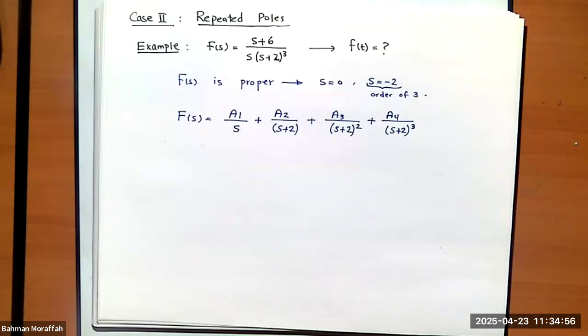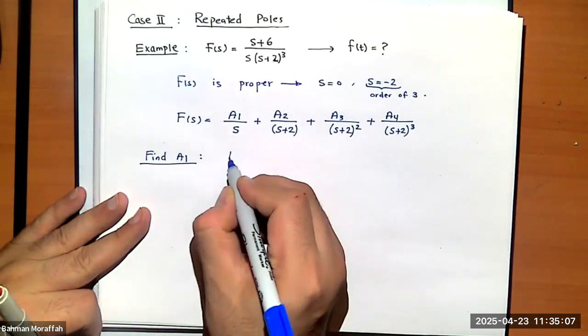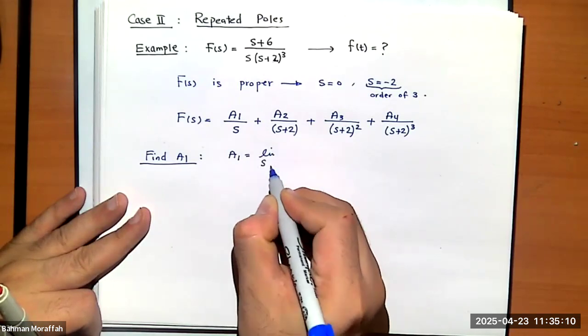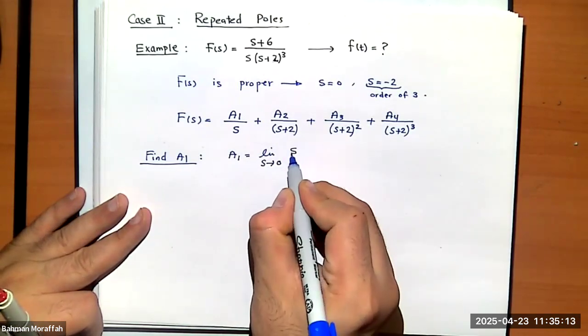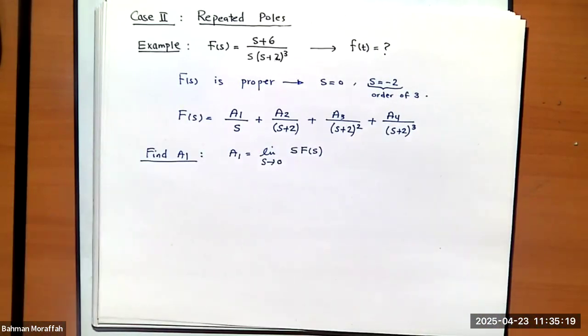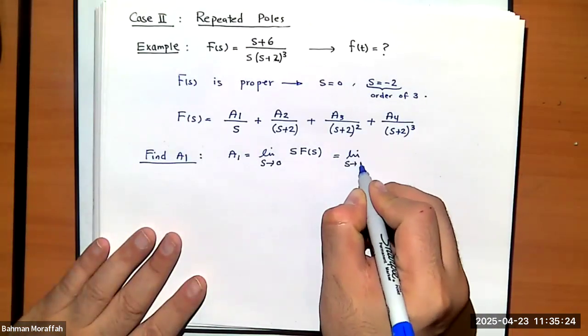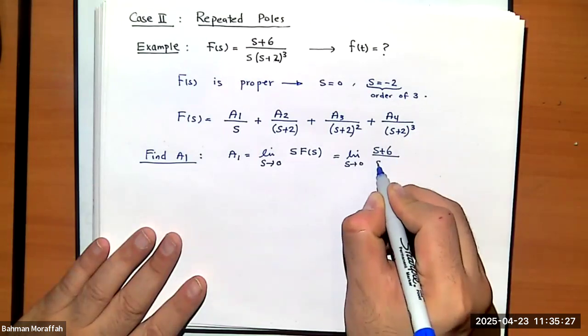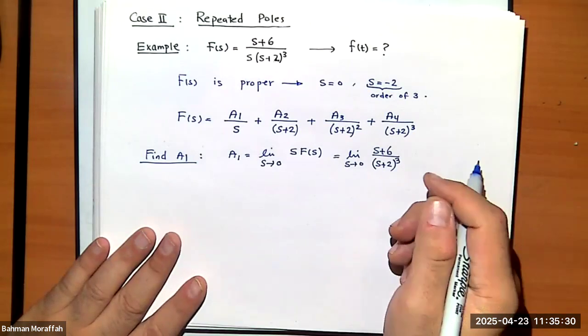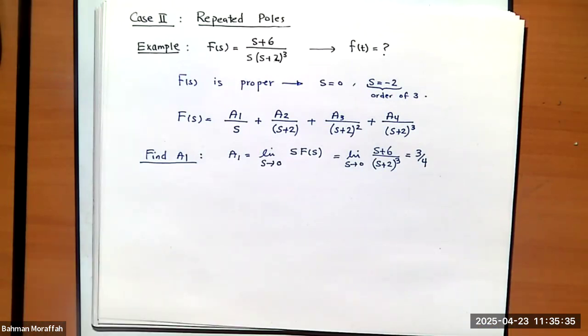Let's look at A1. It's a simple one. A1 is exactly like we had before. How do we find A1? Well, A1 is the limit as s goes to the pole, which is 0, of (s minus p) times F(s). This s and this s down here cancel each other out, so it's the limit as s goes to 0 of (s + 6) divided by (s + 2) to the power of 3. So it's 6 over 8, or 3 over 4. That's simple, right?